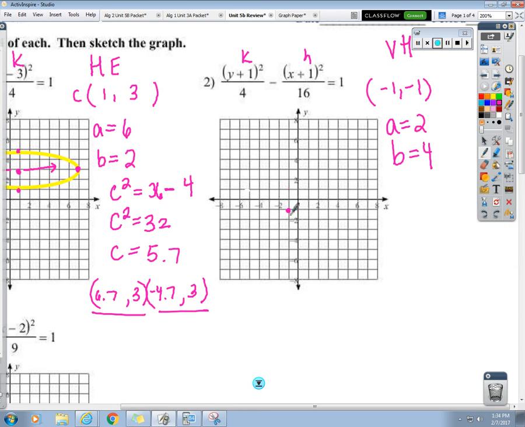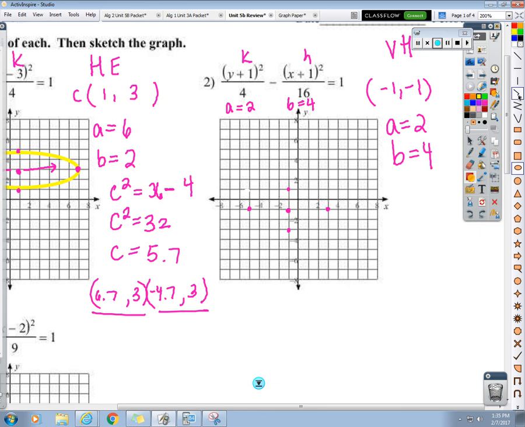And then from there, this A value of 2 came out from under the y, right? So that means we'll go up 2 and down 2. And this B value of 4, didn't it come from under the x? So that means you'll go right 4 and left 4. Now remember though, this is not an ellipse, this is a hyperbola. So those 4 dots allow you to make the box.